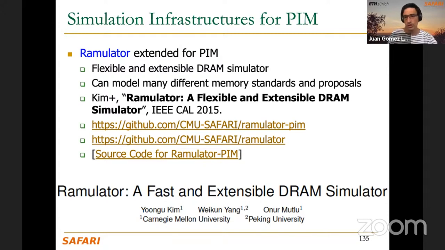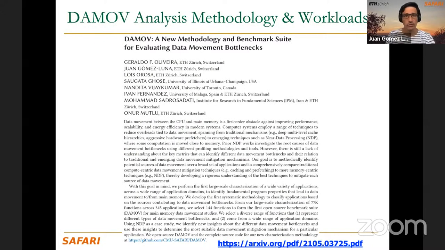And we even have a newer version of Ramulator PIM that is called DAMOVE Sim, and comes from this paper, which we have published also this year, this work led by Geraldo, in which we propose a new methodology to analyze data movement bottlenecks. As a result of this new methodology, analyzing more than 300 applications with more than 77,000 functions, we came up with a benchmark suite, a collection of workloads that represent different types of data movement bottlenecks and can be used for later studies on near data processing or processing in memory. As I said, there is a benchmark suite as a byproduct of this work, and also a simulator, and both are publicly available.